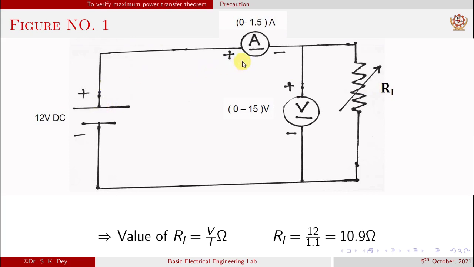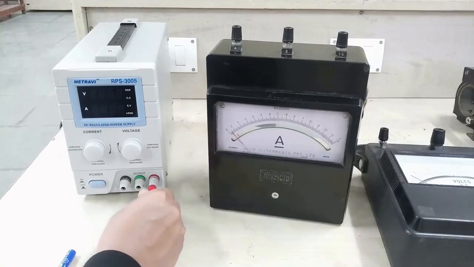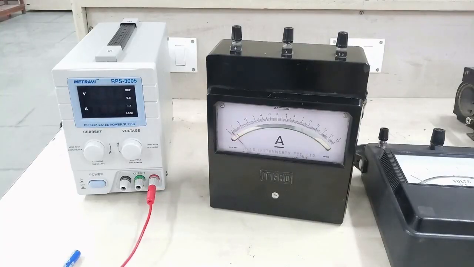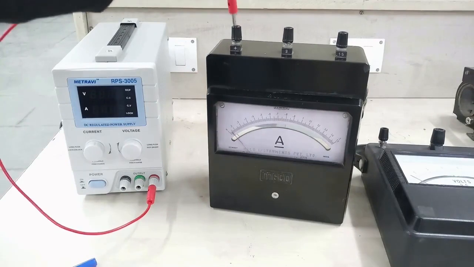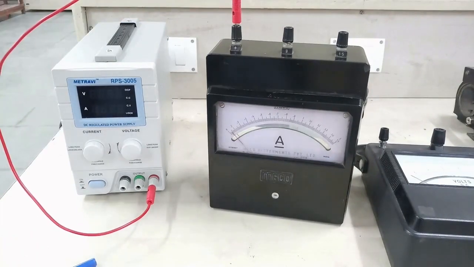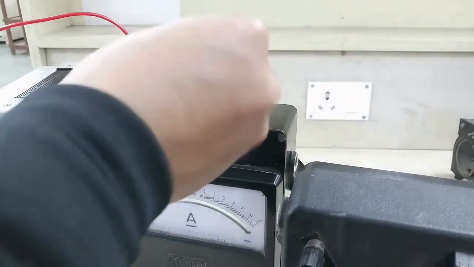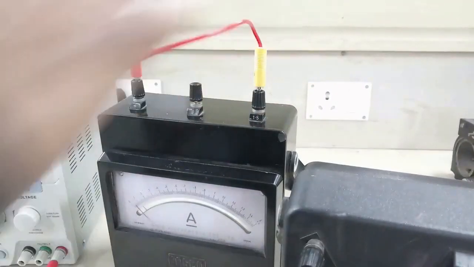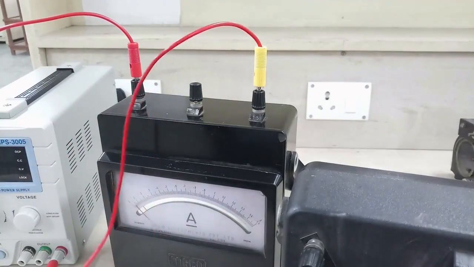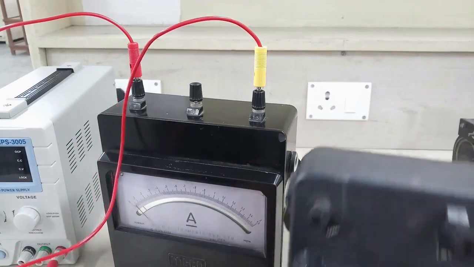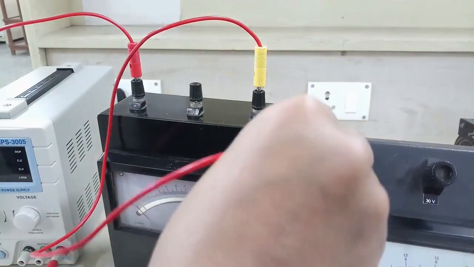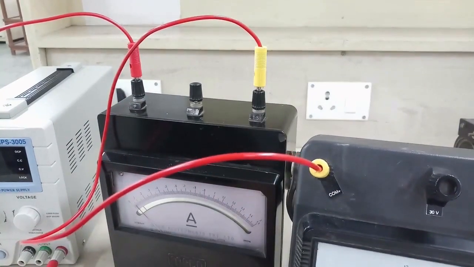First of all, we will connect the positive terminal of this DC source to the positive terminal of this DC ammeter. The DC power supply positive terminal to the ammeter positive terminal. Then from the ammeter 1.5 ampere terminal to the positive terminal of the voltmeter will be connected. Then from the ammeter 1.5 terminal to the voltmeter common terminal will be connected.